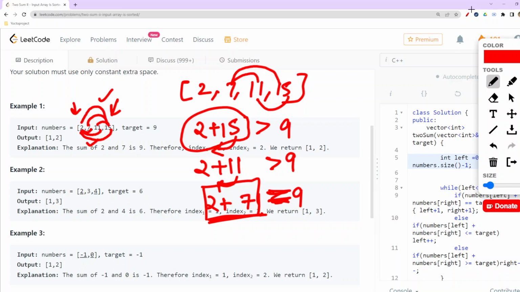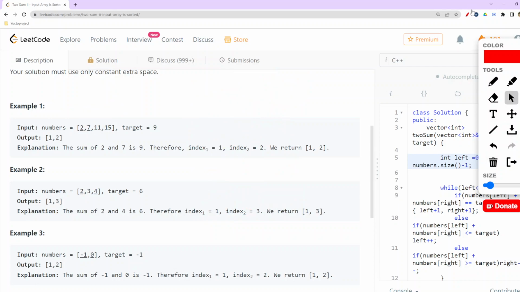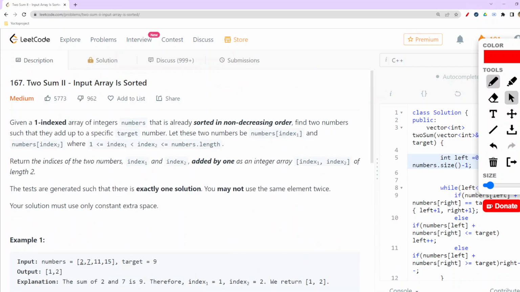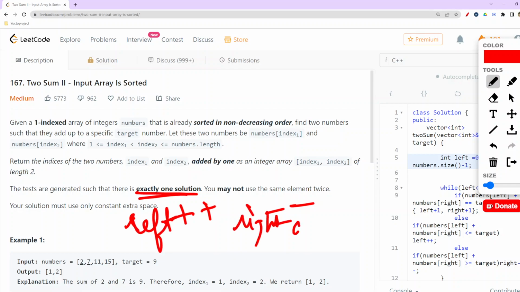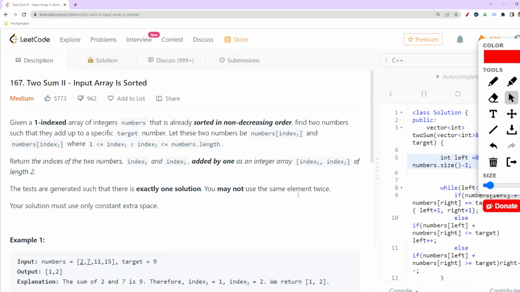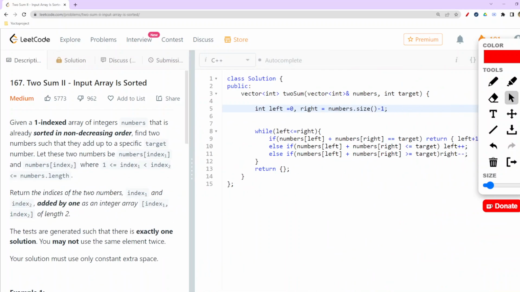The fact here is that we are required to find just one pair only, because it is mentioned in the question that there is exactly one solution. So that's why we don't increment or decrement our left and right pointers when we find our answer. That was the reason we were directly returning the answer there. Now let me walk you through the code, how we are required to code this particular solution.